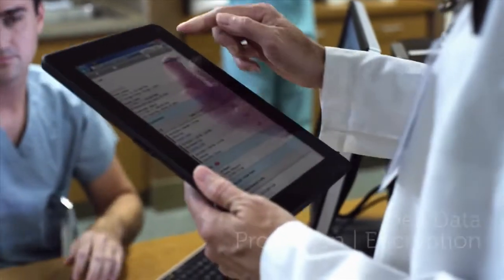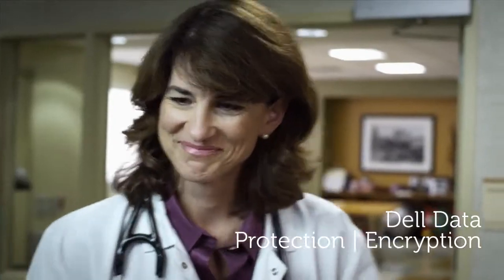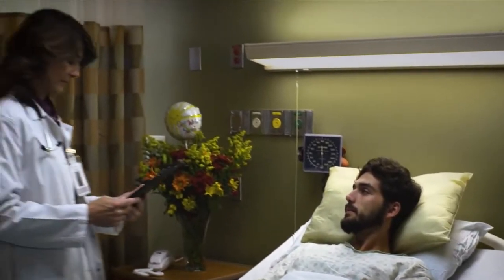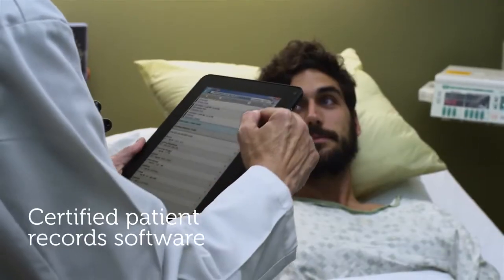You can work confidently on the Dell Latitude ST thanks to flexible Dell data protection encryption, which ensures security when dealing with important and sensitive data.